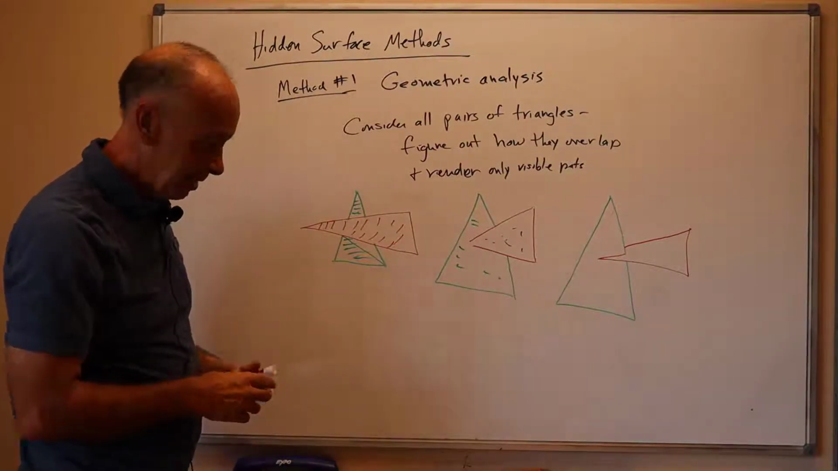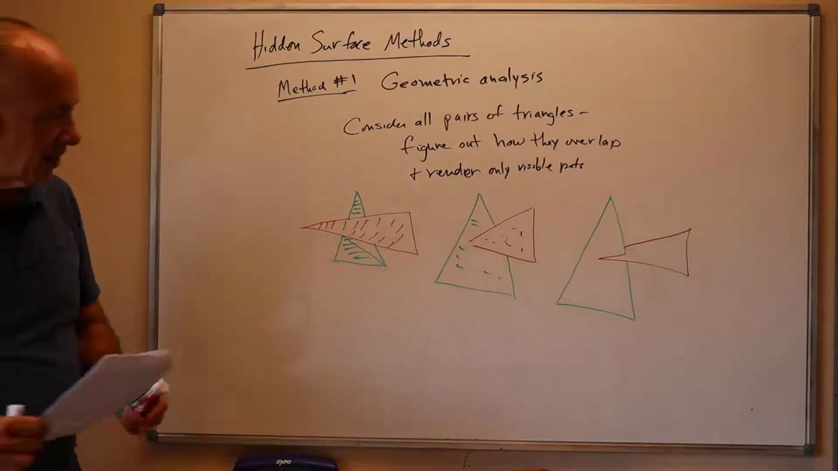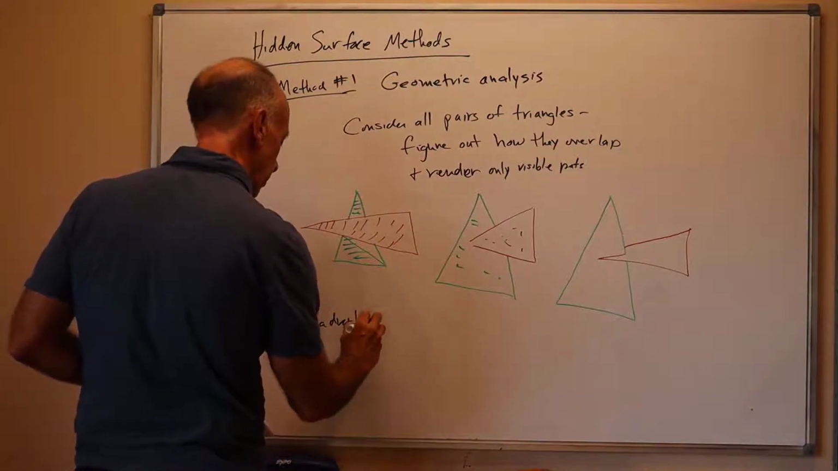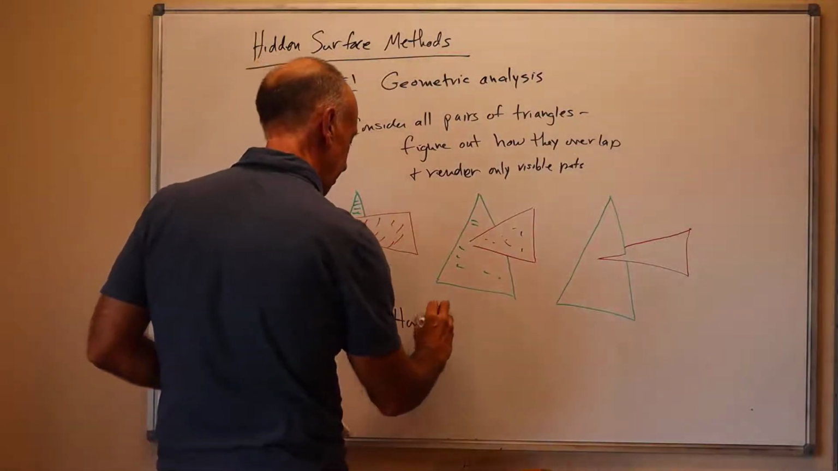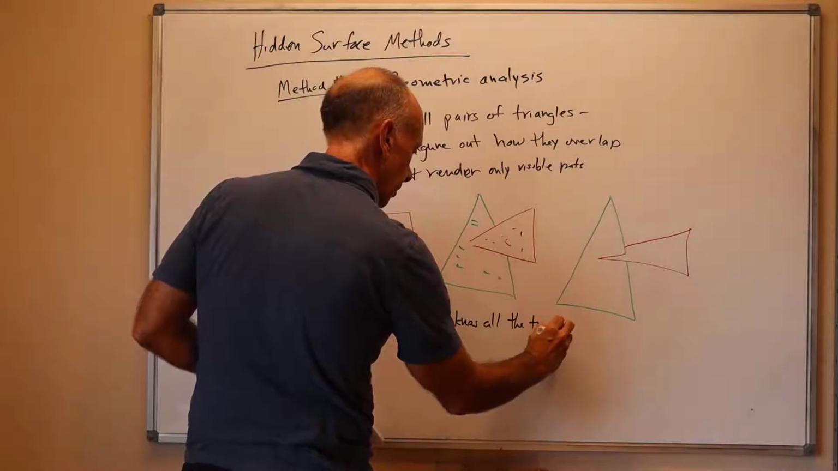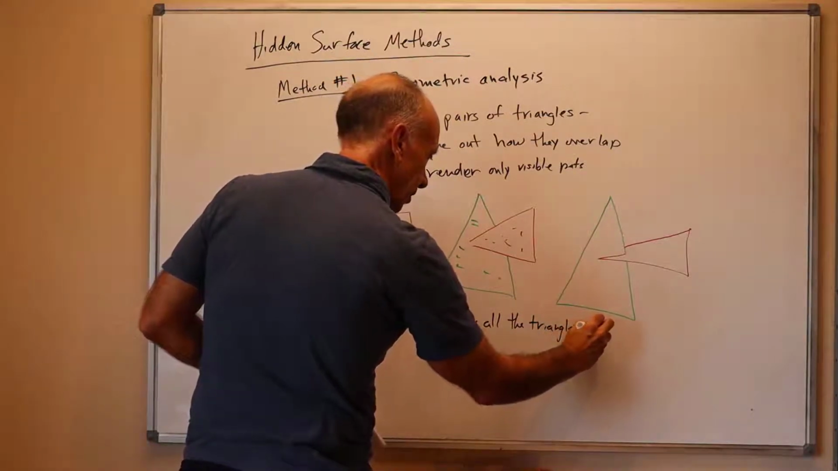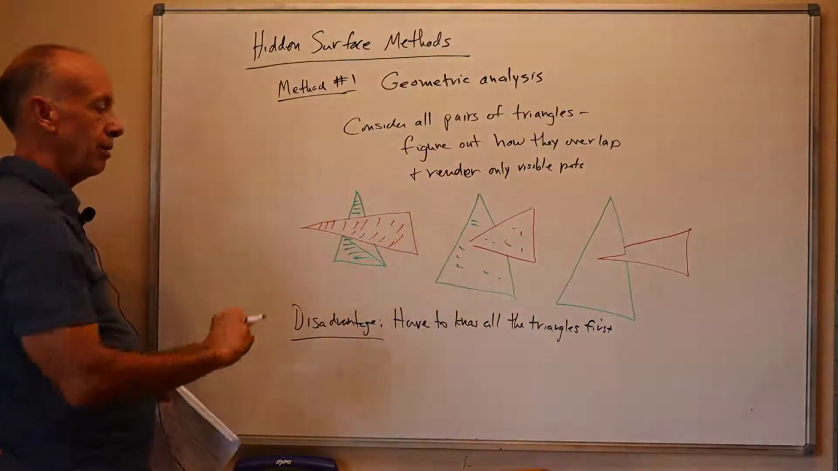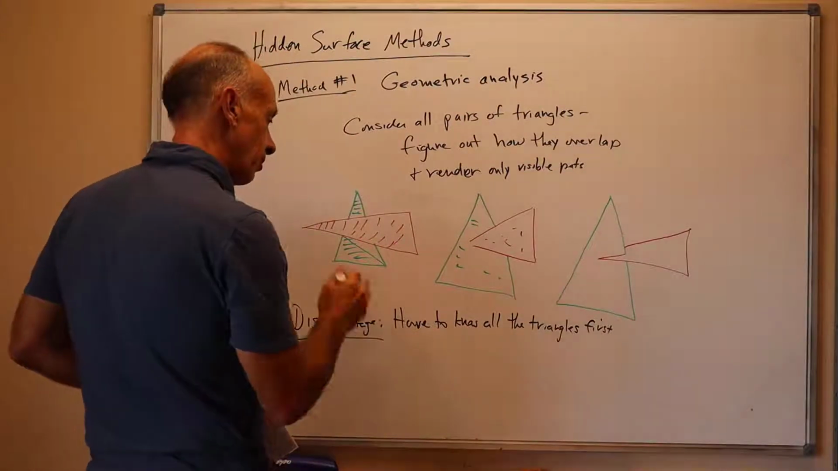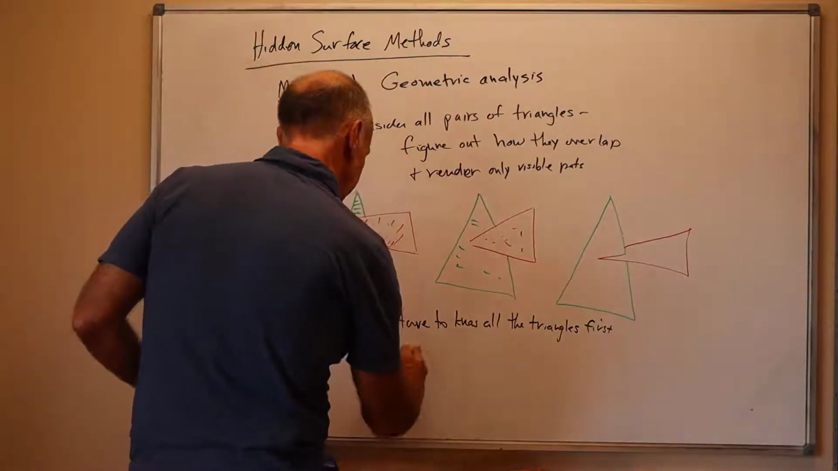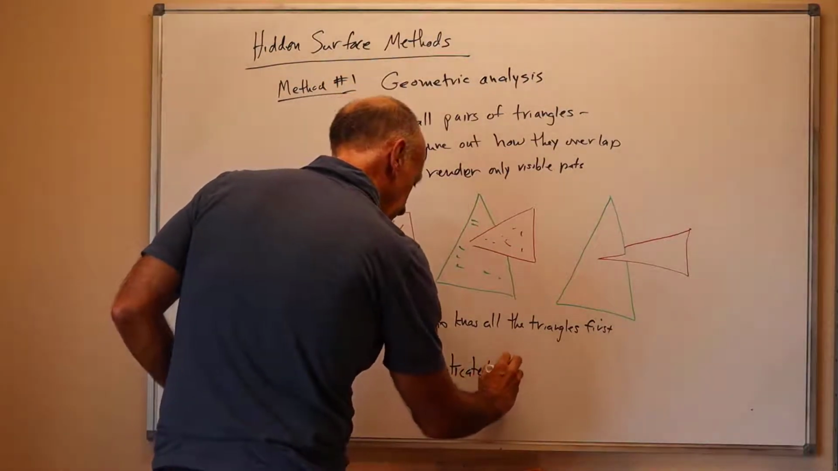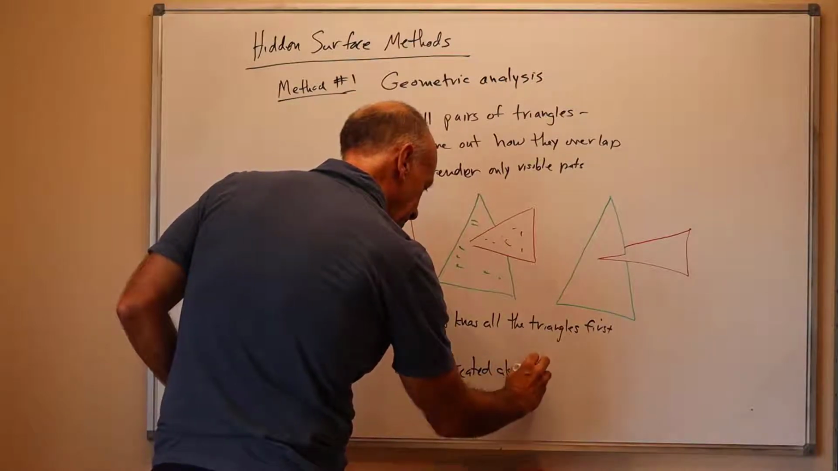So there are obviously some disadvantages to this. The disadvantages include you have to know all the triangles ahead of time. So you have to already have all the triangles before you can do this analysis, because in principle you want to do all pairs. There are ways to make it faster. You don't have to literally do all pairs. But then you also need to write a fairly sophisticated algorithm to make this all work reliably. Okay, so it's not all that easy to code.